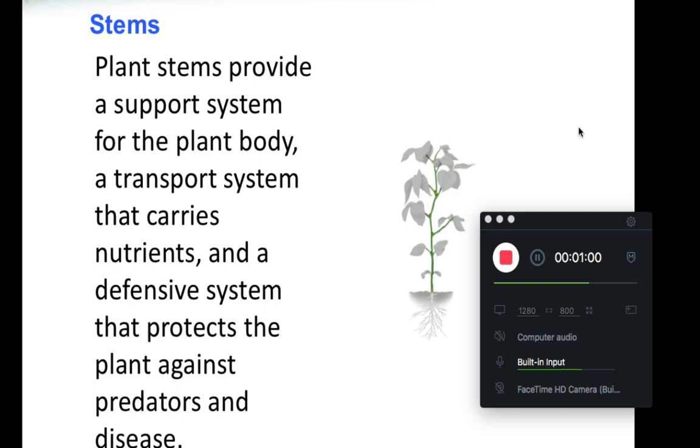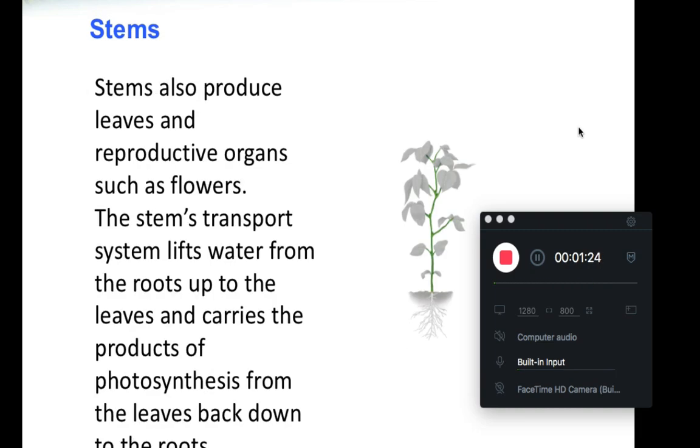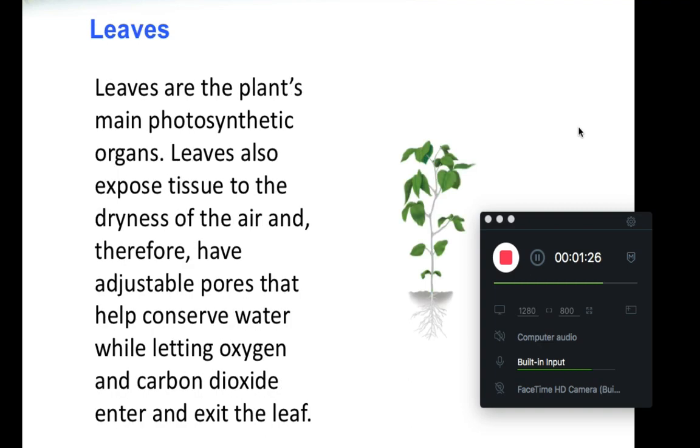Then you have the stem, which is most of the support system. The transport systems for nutrients and water will be found here as they go up to the actual flowers or the leaves. They're also the defensive system. If you guys have ever grabbed a stem and started peeling at it, you'll notice the stem has many layers in it. That's all in order to make sure that the plant itself is protected. Alright, so the leaves, their main function is photosynthesis.